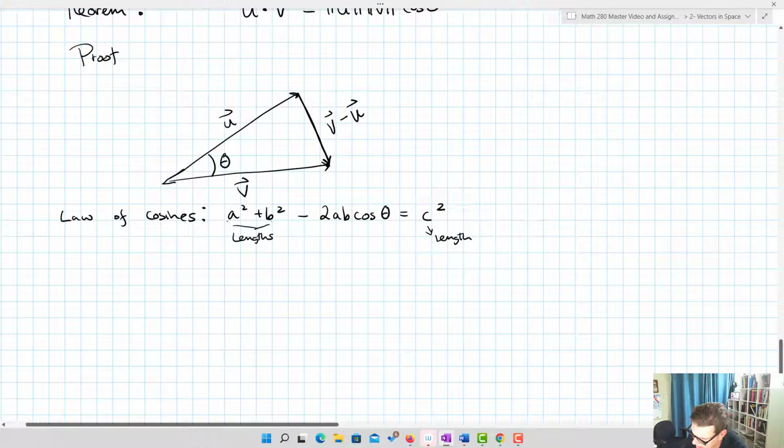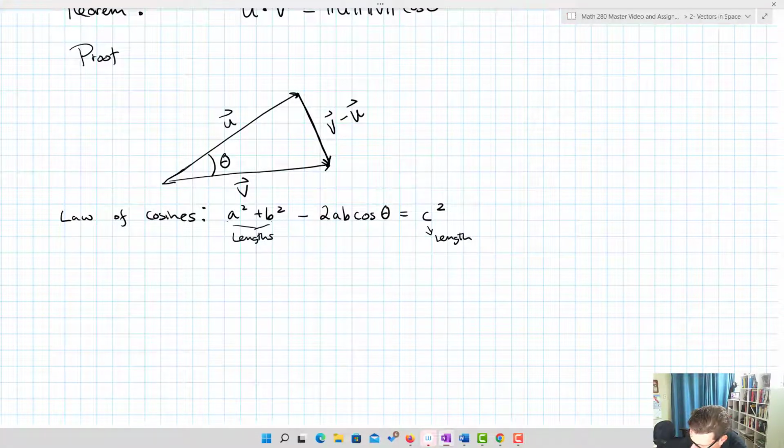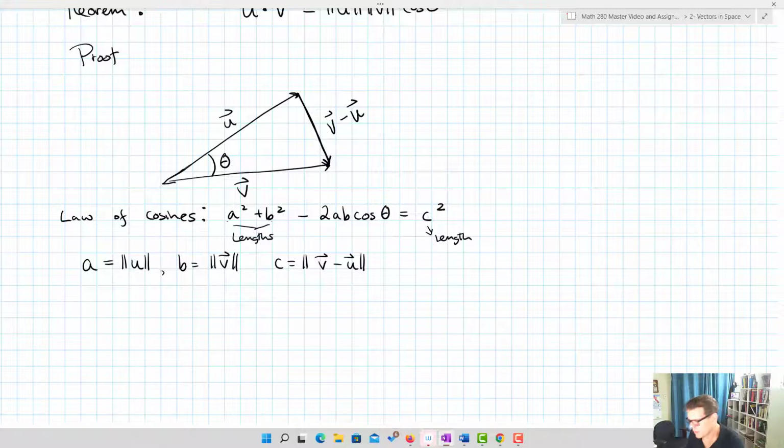And so what we get here, using the law of cosines, I'm going to let A equal the magnitude of u. We'll let B equal the magnitude of v. And we'll let C equal the magnitude of v minus u. Now what we're doing is just replacing our sides, and theta remains theta, because it's the exact same thing. So now all I've got to do is plug these things in.